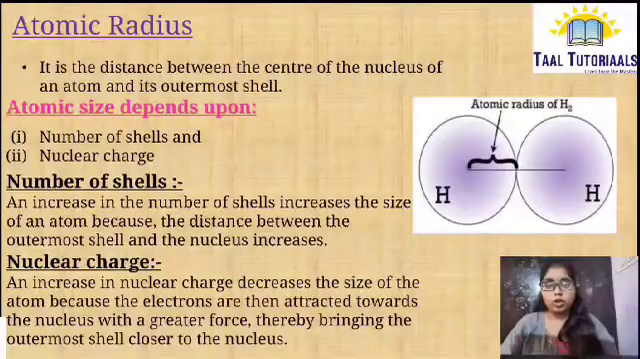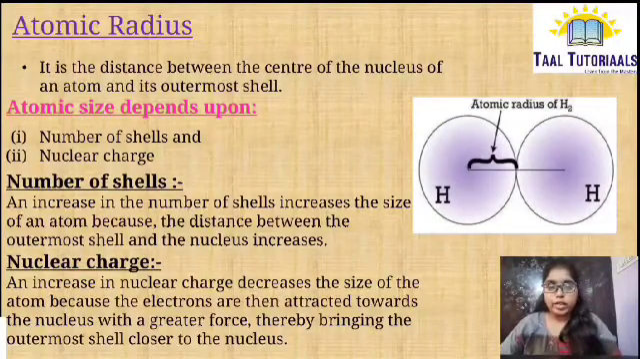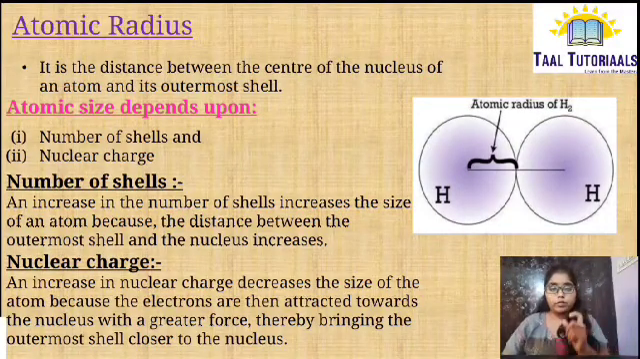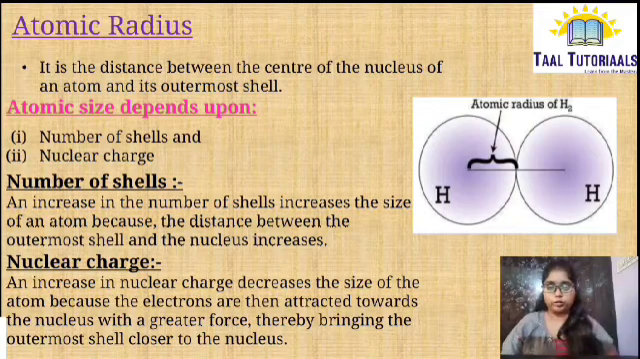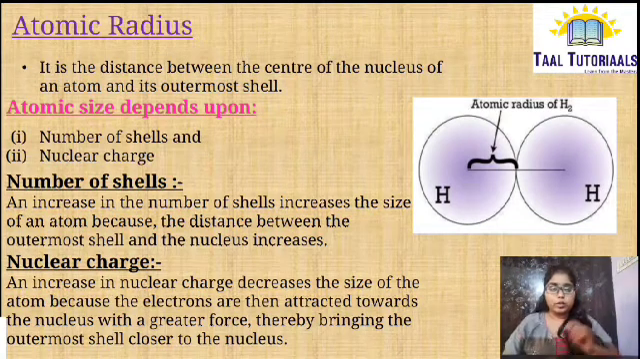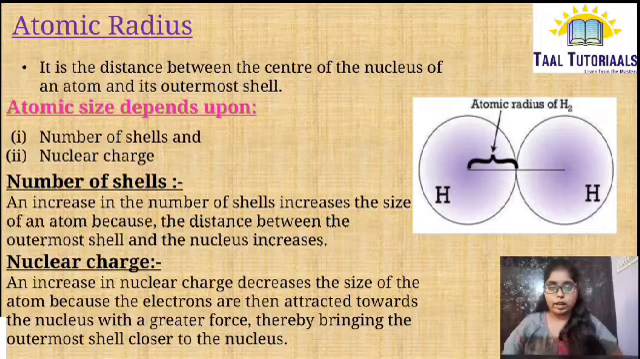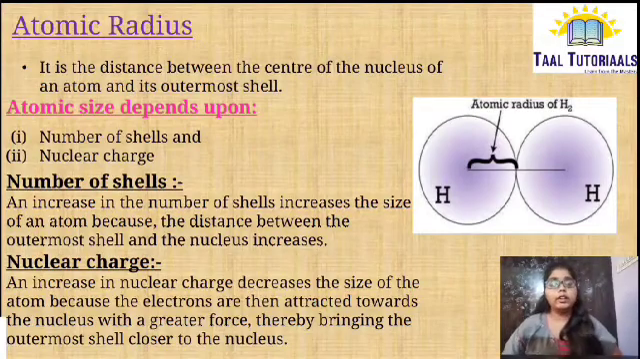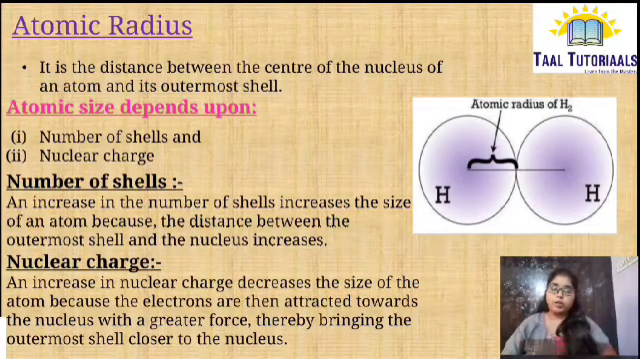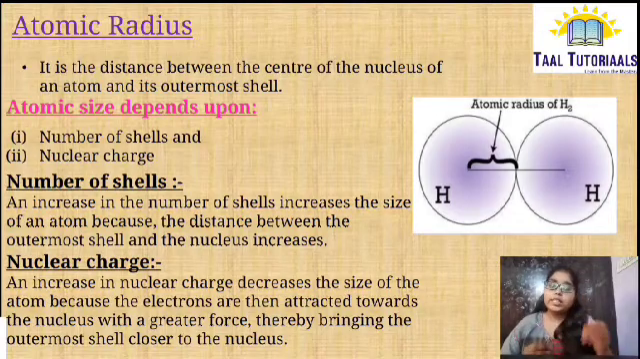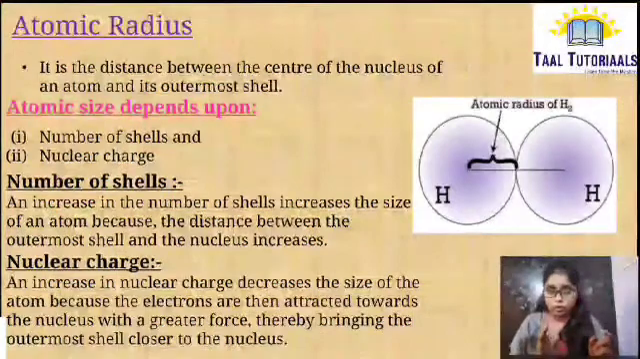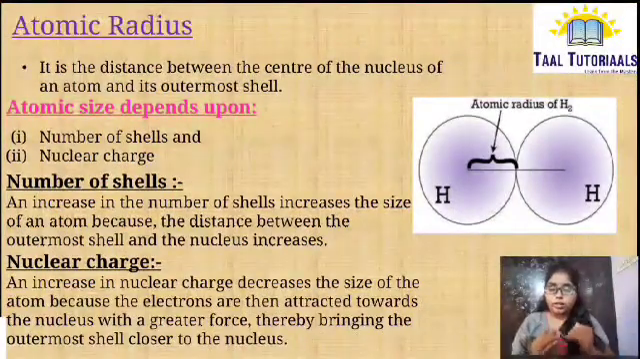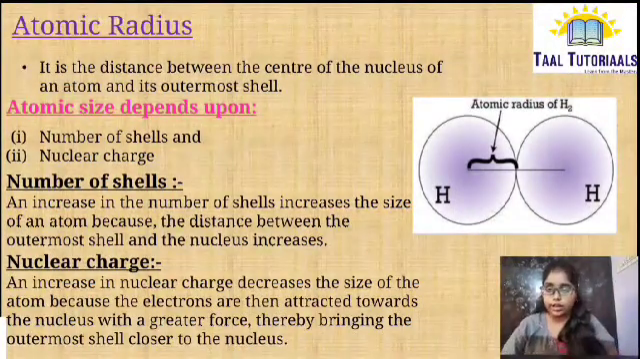Now, atomic radius. Atomic radius is the distance between the center of the nucleus and the outermost shell of the atom. In the picture, the atomic radius is represented. Atomic radius depends upon two things. What are those? Number of shells and nuclear charge. If the number of shells is increasing, there is more distance between the center of the nucleus and the outermost shell, and thereby atomic radius also increases.